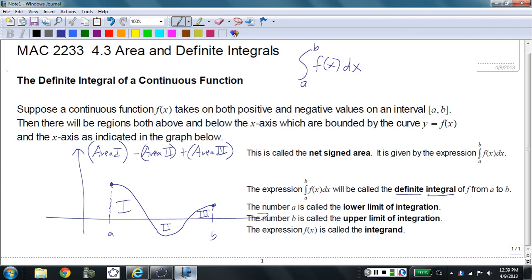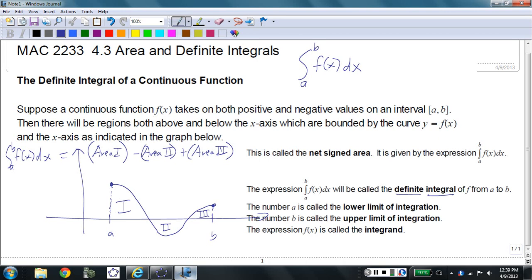It's the net signed area bounded by the curve and the x-axis. So for this particular function, the integral from a to b of f of x dx is equal to the area of region 1 minus the area of region 2. It makes a negative contribution because it's below the x-axis, plus the area of region 3.